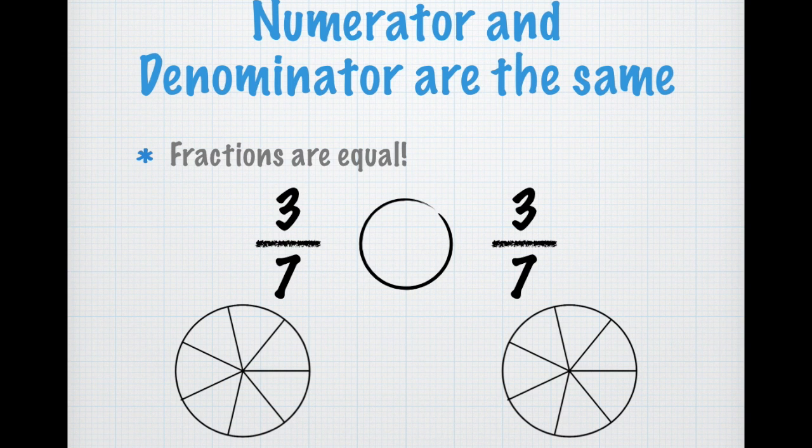And last, when the numerator and denominator are the same, the fractions are equal. I have 3's for numerators and 7's as denominators. That means both fractions have 3 out of 7 pieces shaded. So that's the same amount, so these are equal. 3/7 is equal to 3/7.